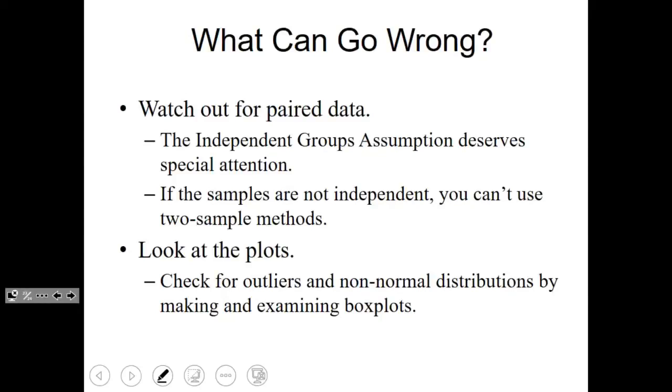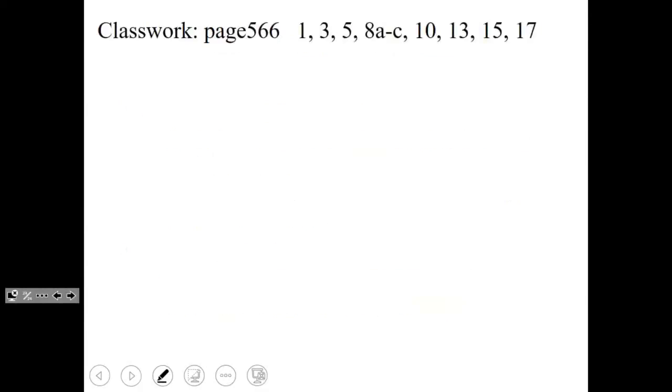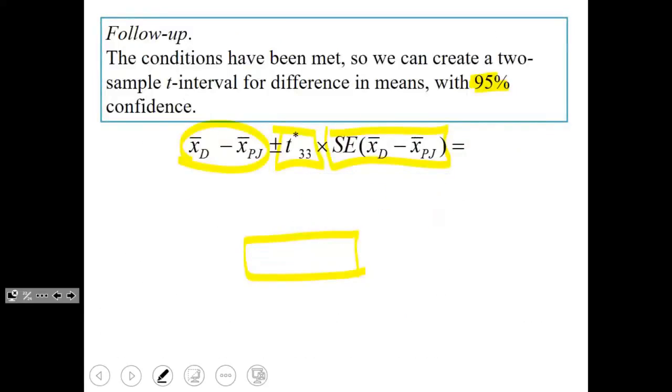Look at the plots. Make sure you check for outliers. Check for those non-normal distributions when you're making those box plots. We can use box plots to check for them also. If you find them, you need to stop. And in fact, this was a classwork. I'm going to stay on the screen for just a second, and then we're going to go back and actually do a box plot of our brand B and brand PJ data. So if you need to pause it for a second, copy these down. All right? So let's go back and look at that data.